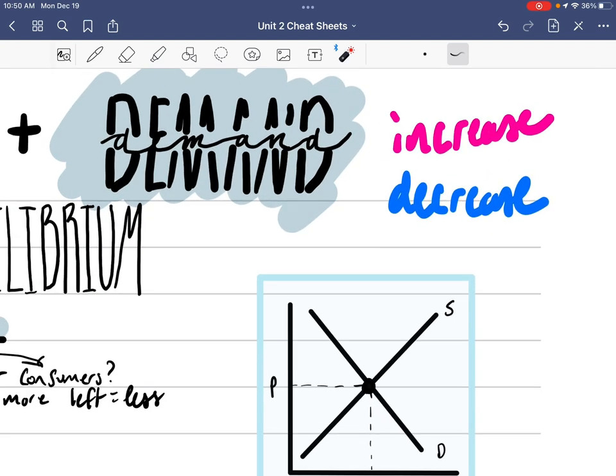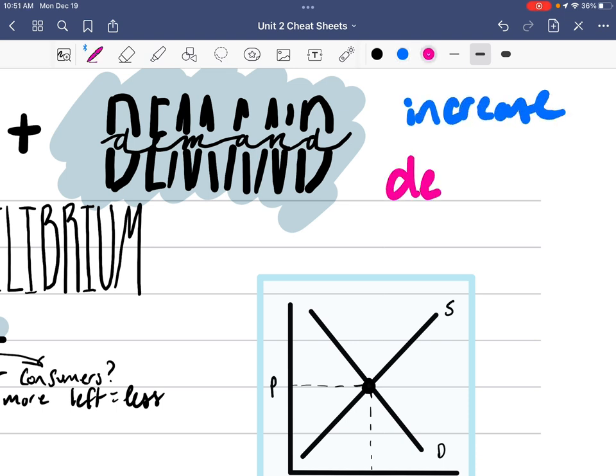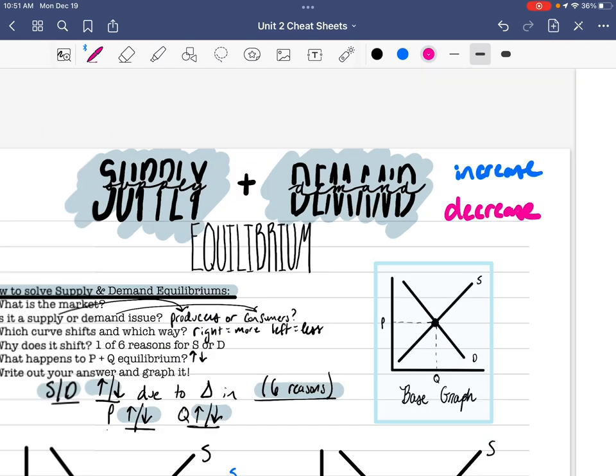Okay? I'm going to fix this because Miss Keller messed it up. So actually blue is going to be my increase and red is going to be my decrease. Sorry about that. I just wasn't thinking.